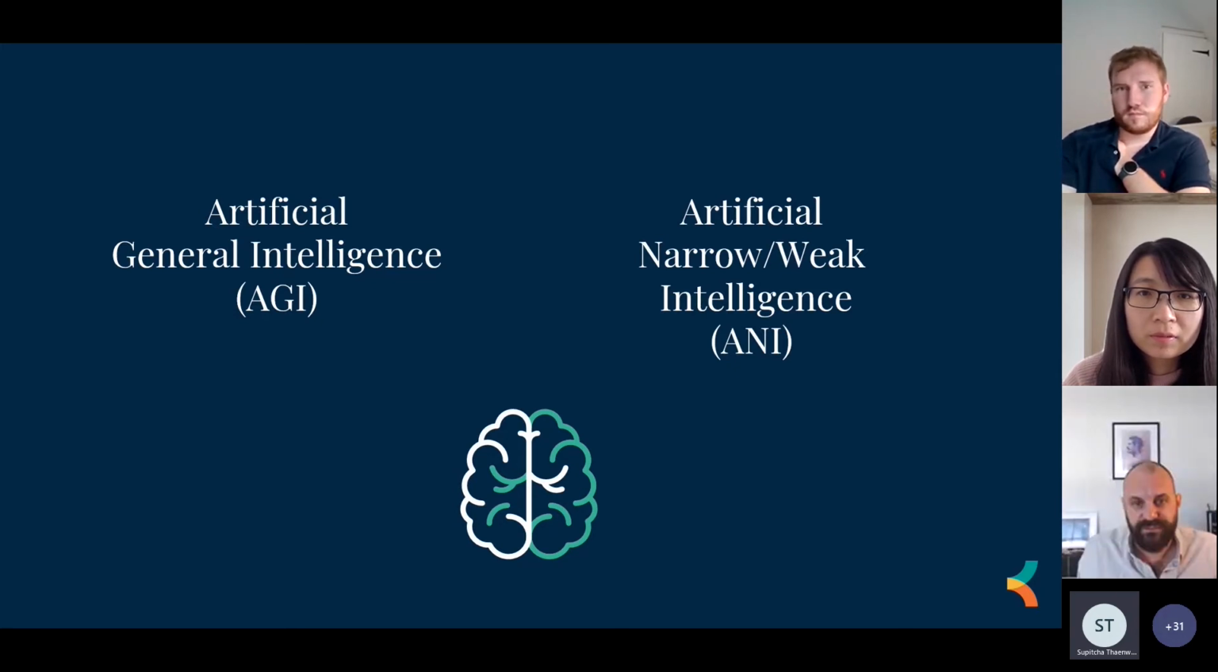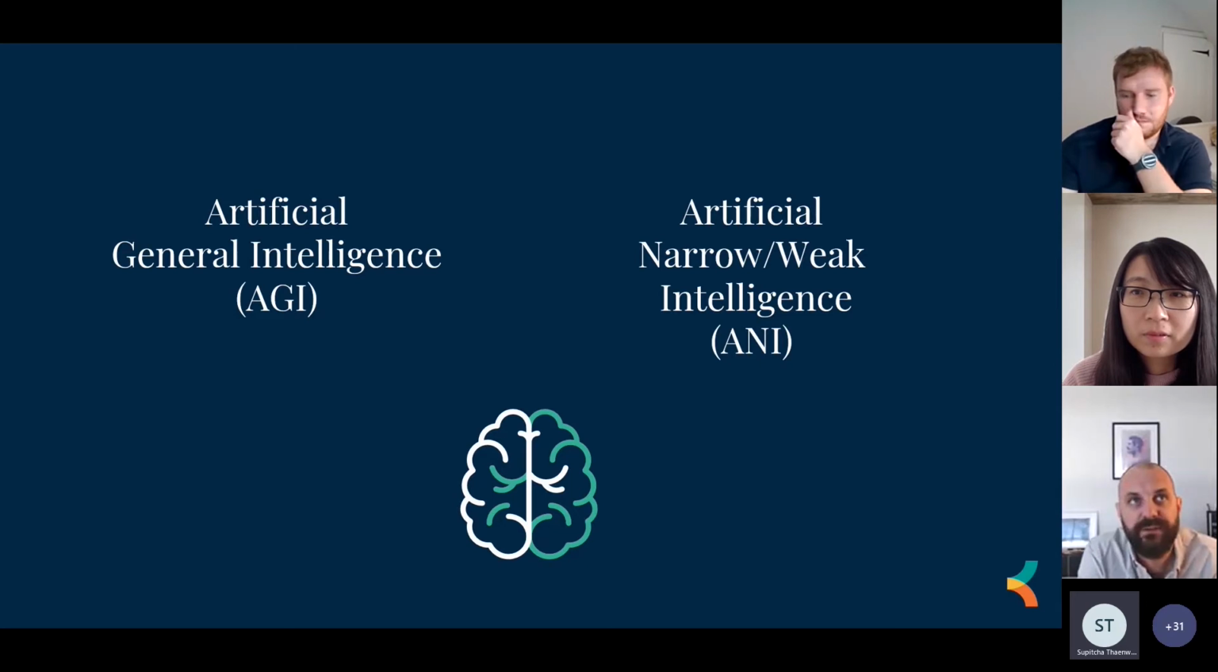Starting with artificial general intelligence, this is the hypothetical ability of an intelligent agent to understand and or learn any intellectual task that a human being can. So something that is capable of acquiring new skills, acquiring new information, making decisions entirely about what it's going to do on its own.